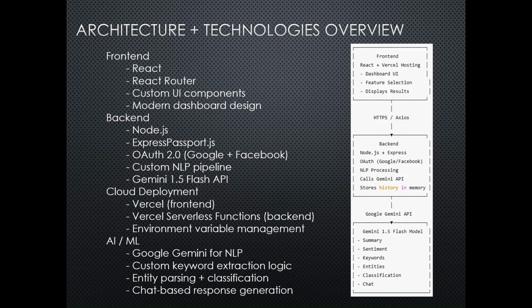The backend uses Node.js and Express. It implements REST endpoints for all NLP operations. It uses Passport.js for Google and Facebook OAuth, and it manages sessions, cookies, and the authentication state. The AI layer is Google Gemini. I originally started with OpenAI, but transitioned to Gemini due to rate limits. So Gemini 1.5 Flash performs advanced tasks like summarizing text, sentiment analysis, keyword extraction, entity recognition, text classification, and even a conversation with a chat assistant.